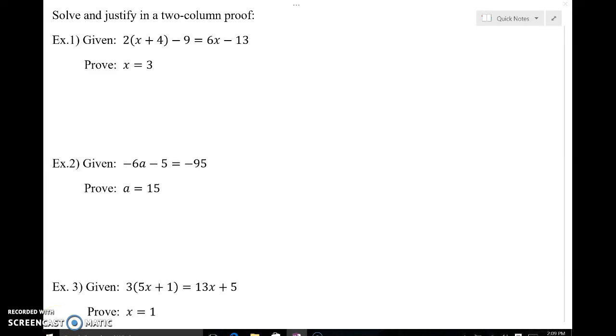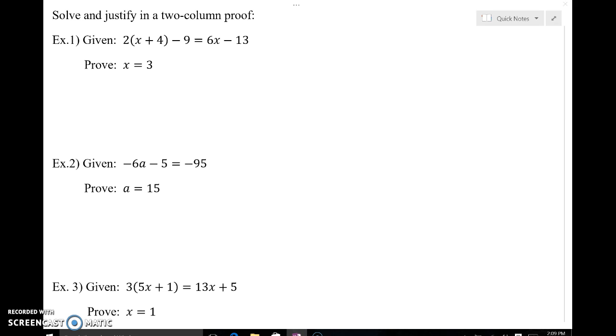Okay guys, here's the second part of the video instruction for section 1.1.2. This is the solving equations tutorial. So I'm going to go through a couple of examples with you, just kind of laying out the steps and justifying each of the steps for solving these equations.